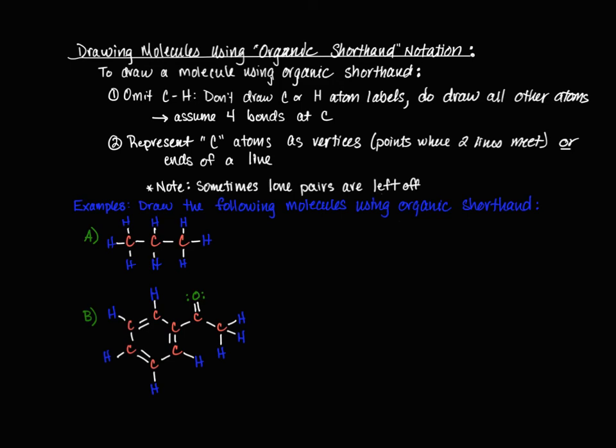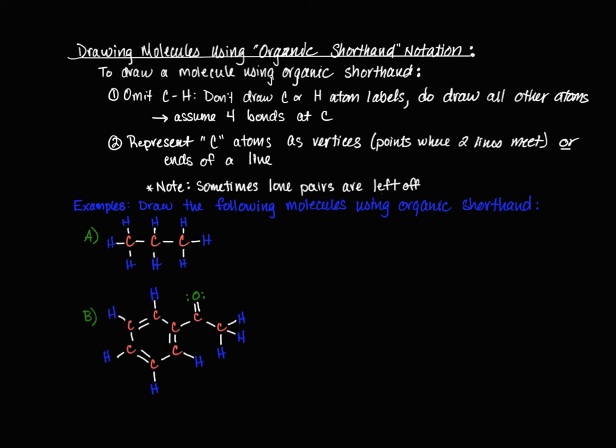And I just want to make one small note here that sometimes organic chemists leave off lone pairs. So for example, if oxygen had some lone pairs on it, we would just not draw it to simplify the structure even further. For this class in Chem 111, we're going to keep drawing all lone pairs, so we don't need to worry about that. But I just wanted to make a note for future that sometimes we leave off lone pairs too.